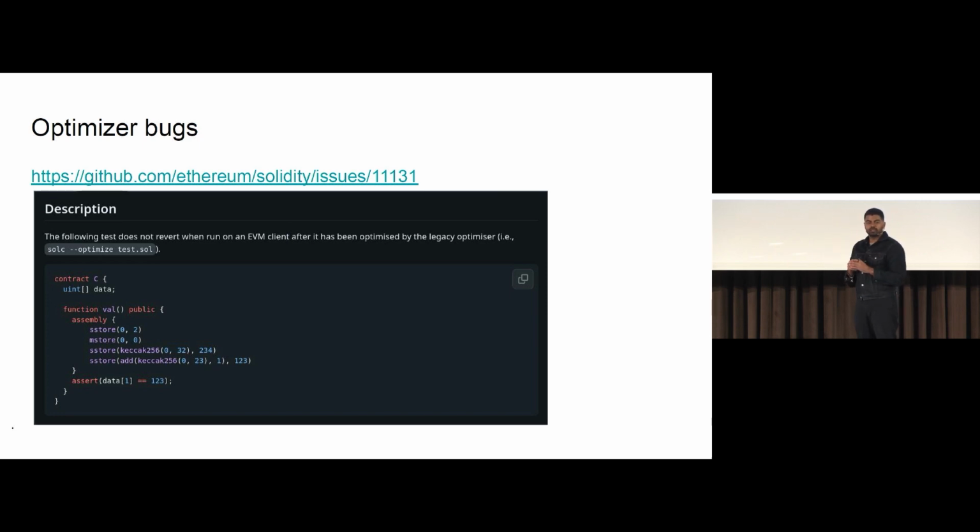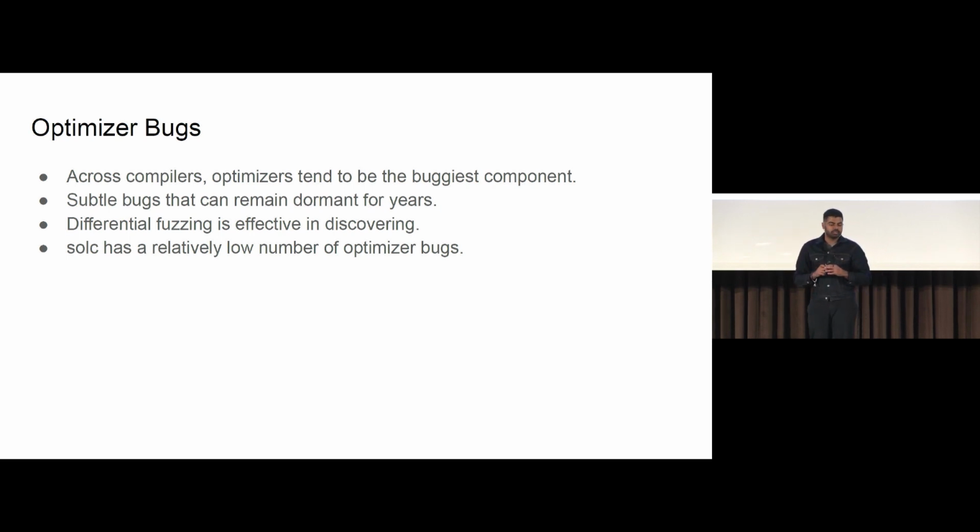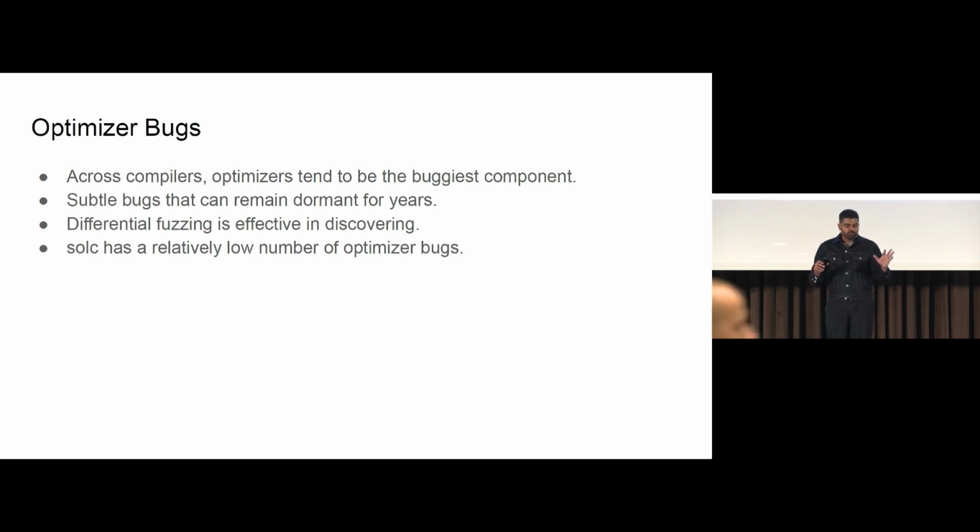Apparently there was this optimizer step that has been around for a lot of years. And this step would actually replace the second Keccak computation by the first one. It was a bug found by fuzzing. It was a bug that was dormant for years. And this was, again, something that was found using differential fuzzing. And as I mentioned earlier, optimizers tend to be the buggiest component in pretty much all compilers. And differential fuzzing is very effective in discovering these bugs.